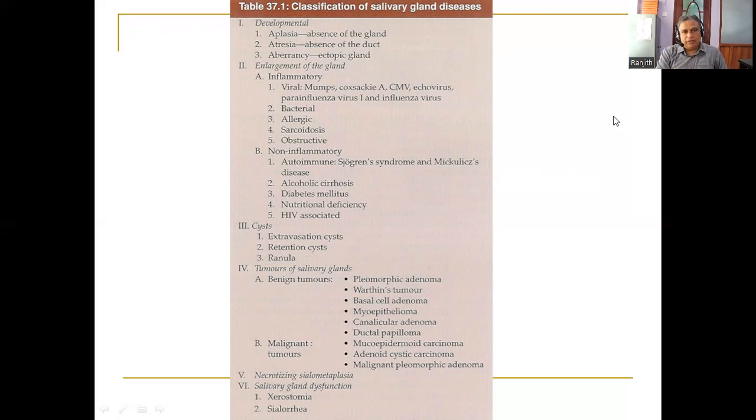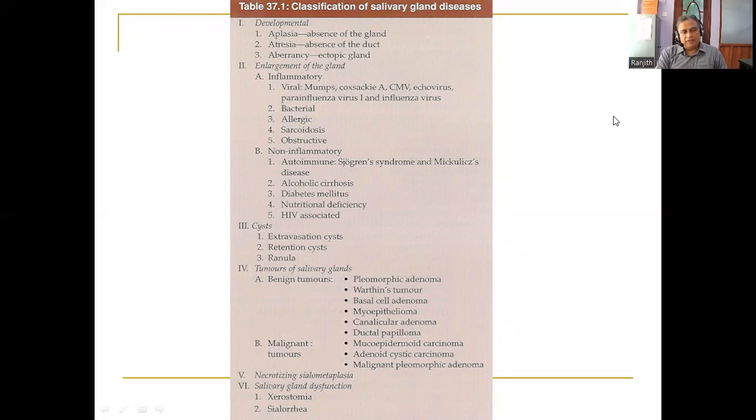Then you have non-inflammatory, which is made up of autoimmune diseases like Sjogren's syndrome and Mikulicz's disease. Then alcoholic cirrhosis also causes swelling or enlargement of the gland. In long-standing diabetic patients, you find that the salivary glands are enlarged. Especially with alcoholic cirrhosis and diabetes, you notice the parotid glands are swollen bilaterally. Certain nutritional deficiencies and HIV are also associated. So those were the causes for enlargement of the gland.